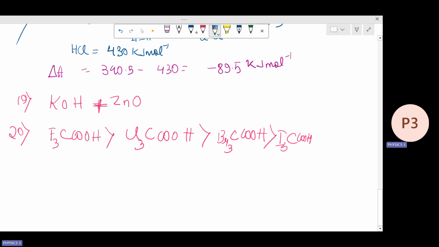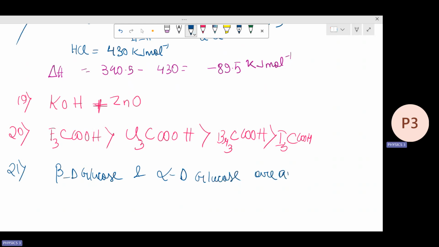Question number 21. They're saying beta D glucose and alpha D glucose. What are these? Beta D glucose and alpha D glucose are anomers of each other.